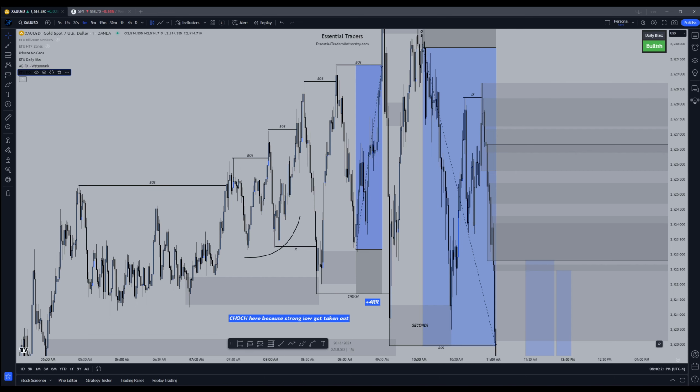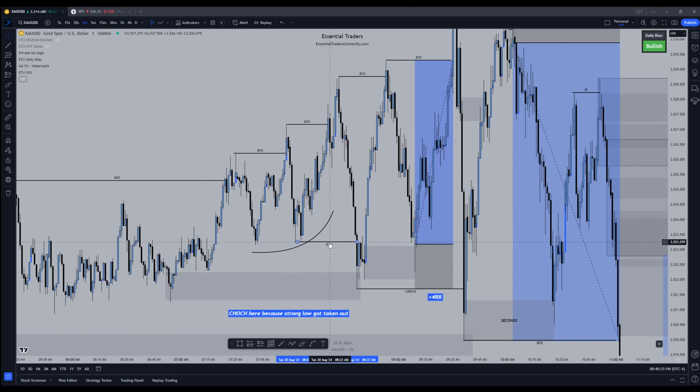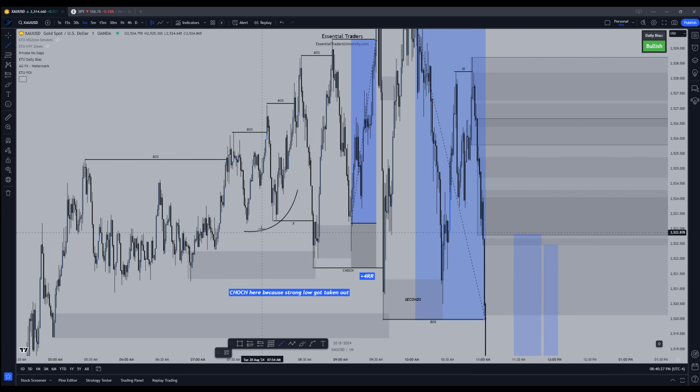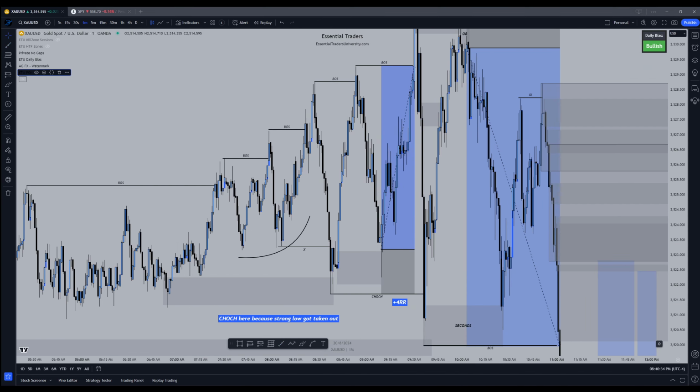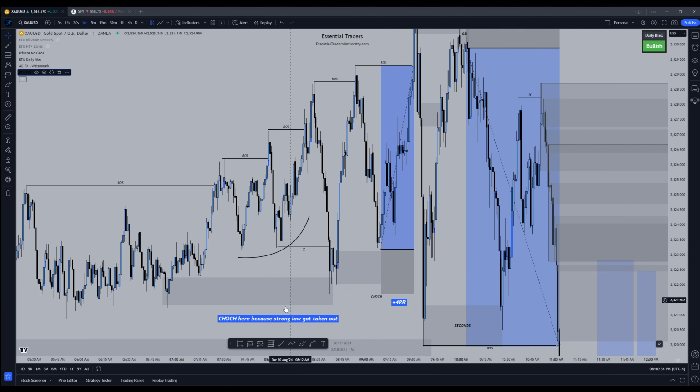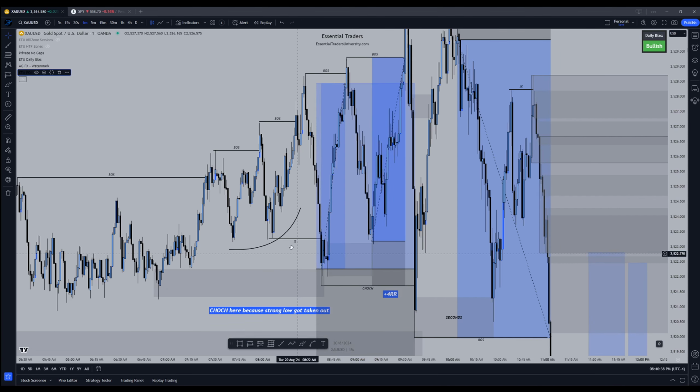what inducement is. Inducement is basically when price creates a fake change in character, which is what it's doing here, because the real strong low is not here. The real strong low would be down here. So we never actually changed structure. This was a liquidity sweep, and we built structure.